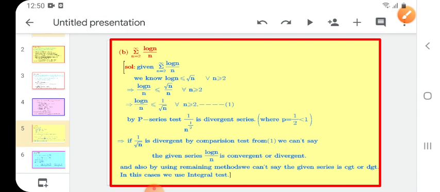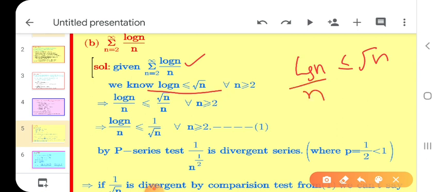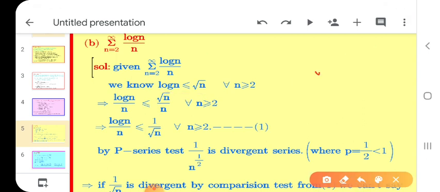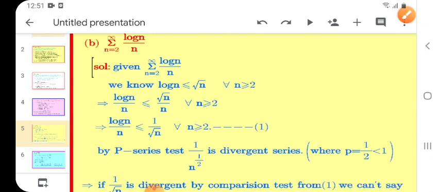See here, given summation n equals 2 to infinity log n by n. We already know log n is always less than or equal to root n. Already we wrote this in the first sum. So next I divide by n on both sides. This is log n by n, our given series. This is root n by n. What is the value of root n by n? Tell me. Root n by n. I write denominator n as root n into root n. So after cancelling root n, what we get here? 1 by root n. See here.